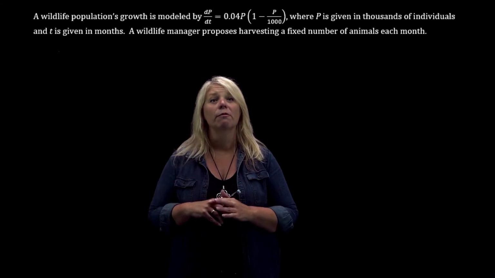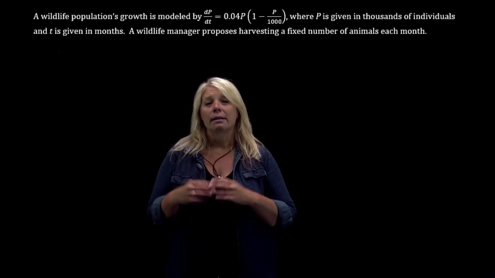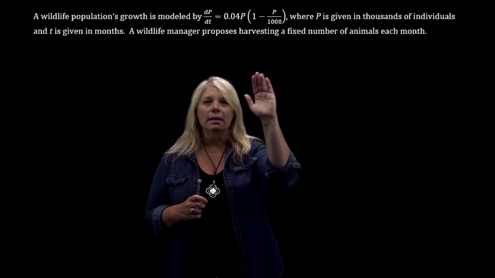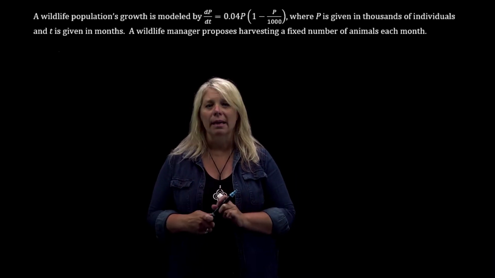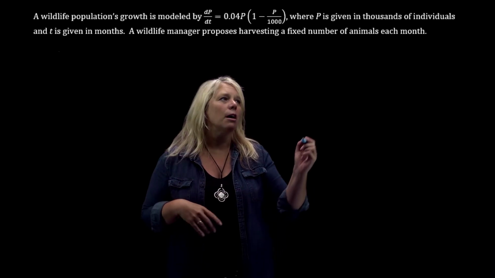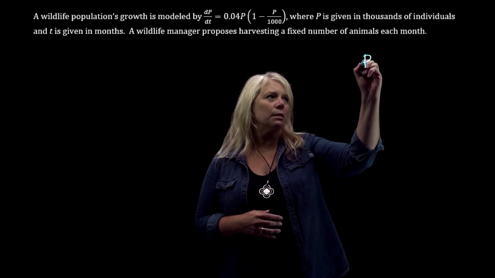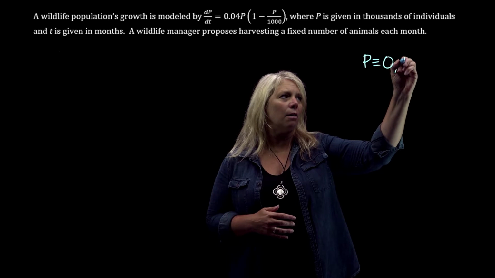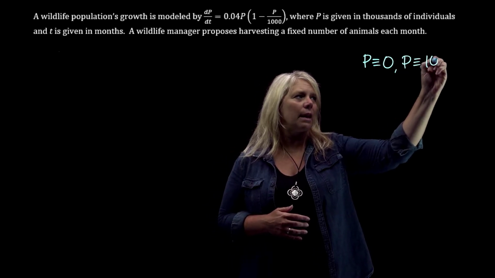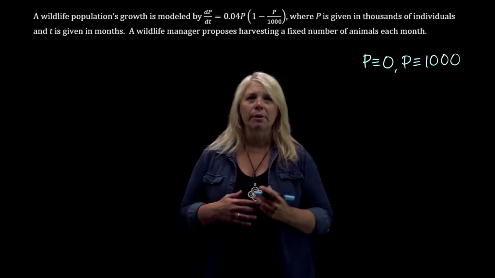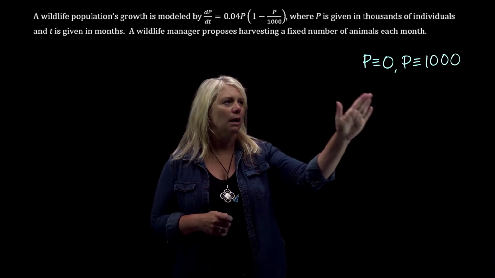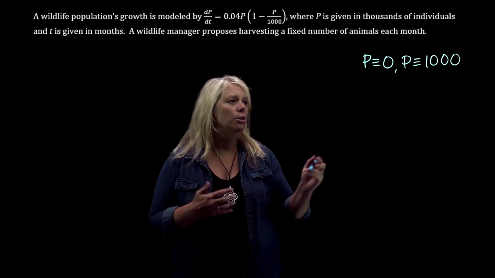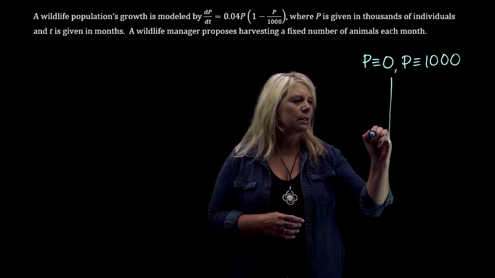Before we modify the differential equation, though, I just want to talk a little bit about what this population is doing before the harvesting starts. If we look at the differential equation that we're given, we've analyzed some like this. You can see that there are two equilibrium solutions, 0 and 1,000. If you set the differential equation equal to 0 and solve for p, you get these two constant solutions. And so those are two equilibrium solutions.